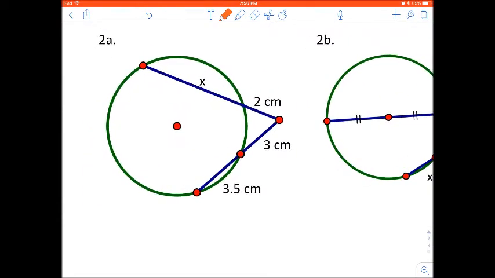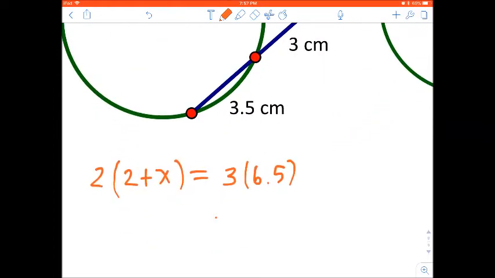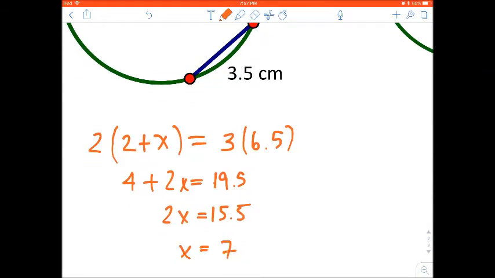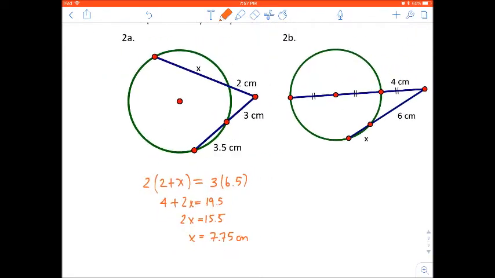So here we have a secant-secant relationship, since they both extend from a point outside the circle through the circle at 2 different points. And so here we have that the part 2 on the top segment times the whole, 2 plus x, equals the outside part of the second segment times the whole, which is 6.5. From here, we could go ahead and simplify, just distributing and cleaning it up. We get 4 plus 2x equals 19.5. Subtracting 4, we get 15.5 equals 2x. And if we divide both sides by 2, we get 7.75 centimeters for x.